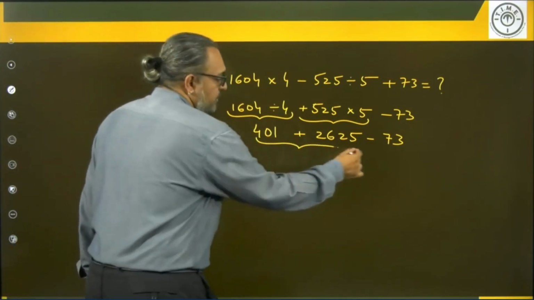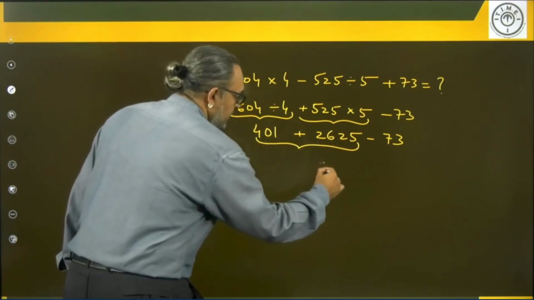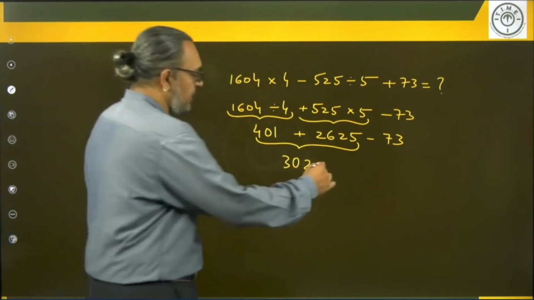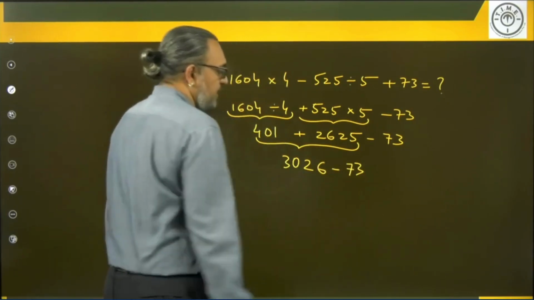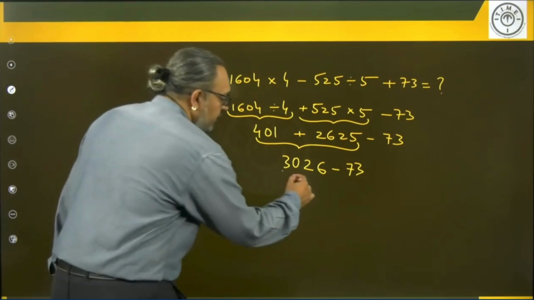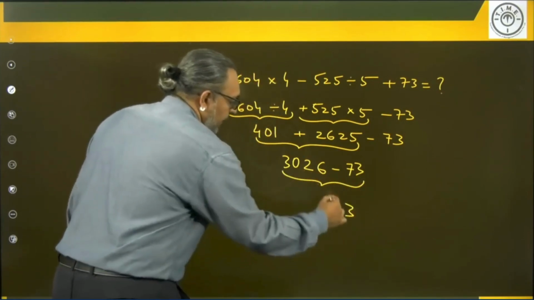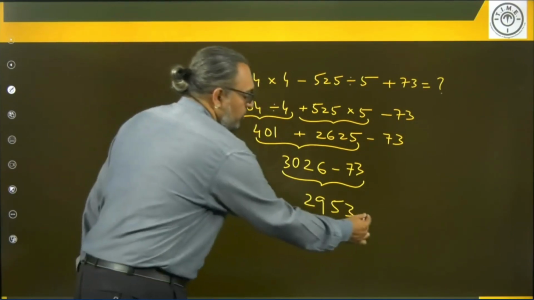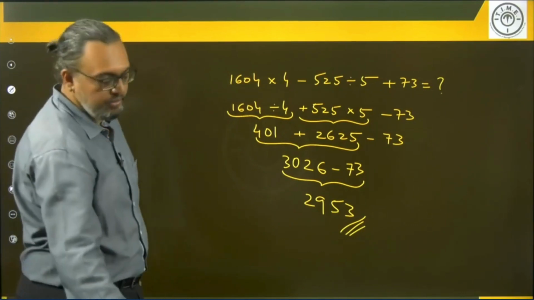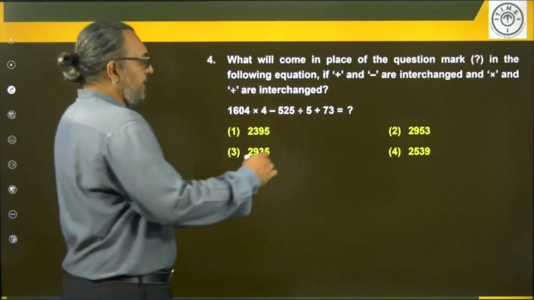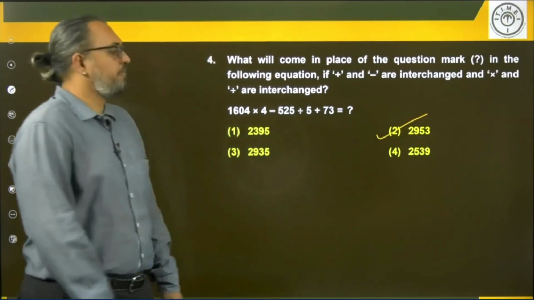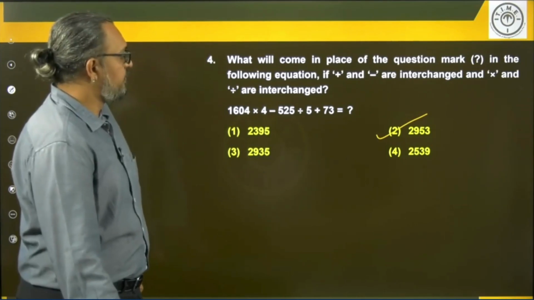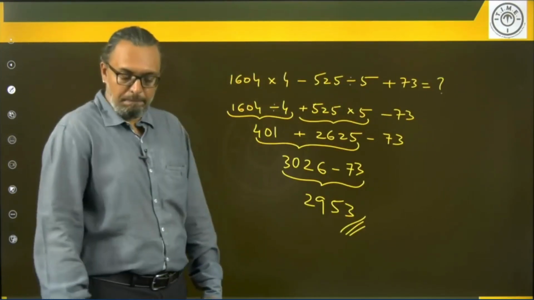So we need to add this. It is going to be 3026, and then you have minus 73, correct. And from here you get 2953, and that's available in choice 2. 2953 is choice 2. Okay, right.